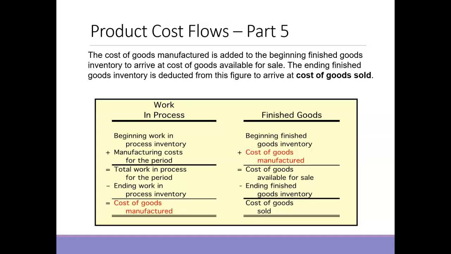The cost of goods manufactured is added to the beginning finished goods inventory to arrive at the cost of goods available for sale. But the ending finished goods inventory then gets deducted from this figure because that difference is going to be cost of goods sold. So our finished goods beginning inventory plus our cost of goods manufactured gives us our cost of goods available for sale, minus our ending finished goods inventory is what was sold.